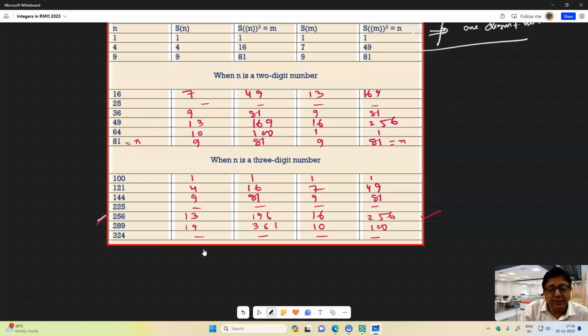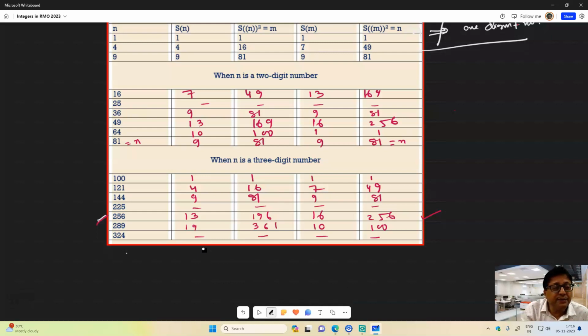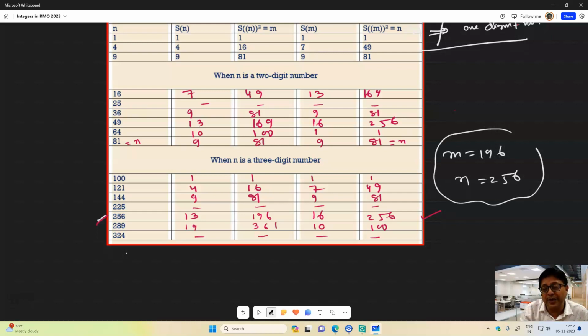What are the values of m and n for this problem? You can see from here that n is 256 you have taken, you got m equal to 196. So the solution is m equal to 196 and n equal to 256. Both conditions are obeyed: m is less than n, and the square of the digit sum of n is m, and the square of the digit sum of m is n. This is the only solution here. M is 196 and n is 256.